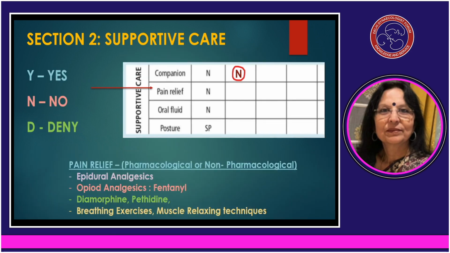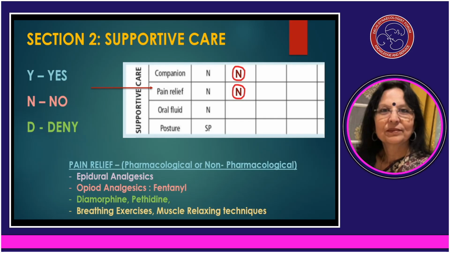The next is the pain relief. You can offer pharmacological or non-pharmacological means of pain relief. It can be epidural analgesia, or in non-pharmacological, you can give her breathing exercises, muscle relaxing techniques, acupuncture, acupressure, aromatherapy, whatever the patient wants, or a massage. So all these options will be offered. Again, Y is a yes, N is a no, D is a deny. In case you are writing an N, this will again be encircled because this is an alert.